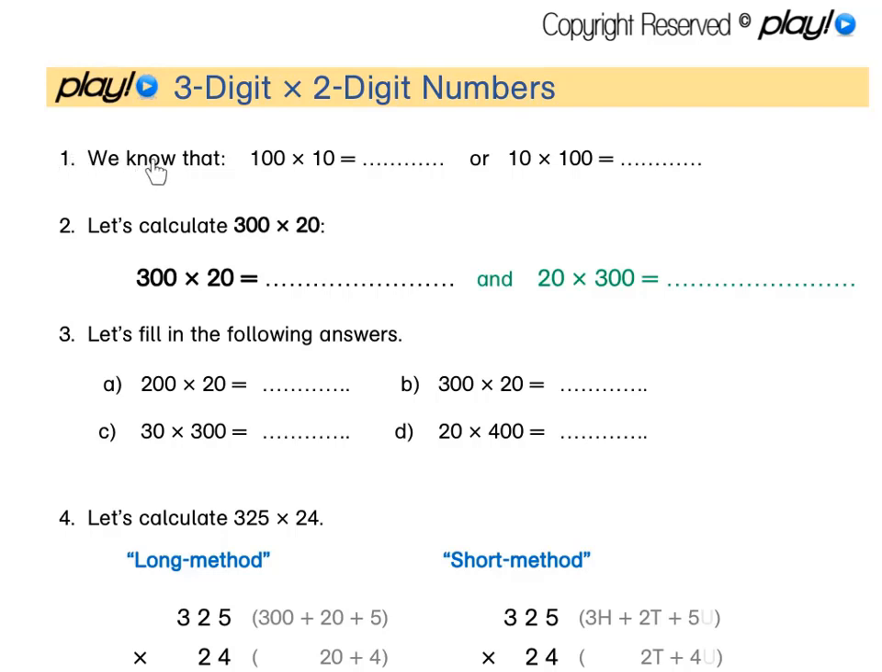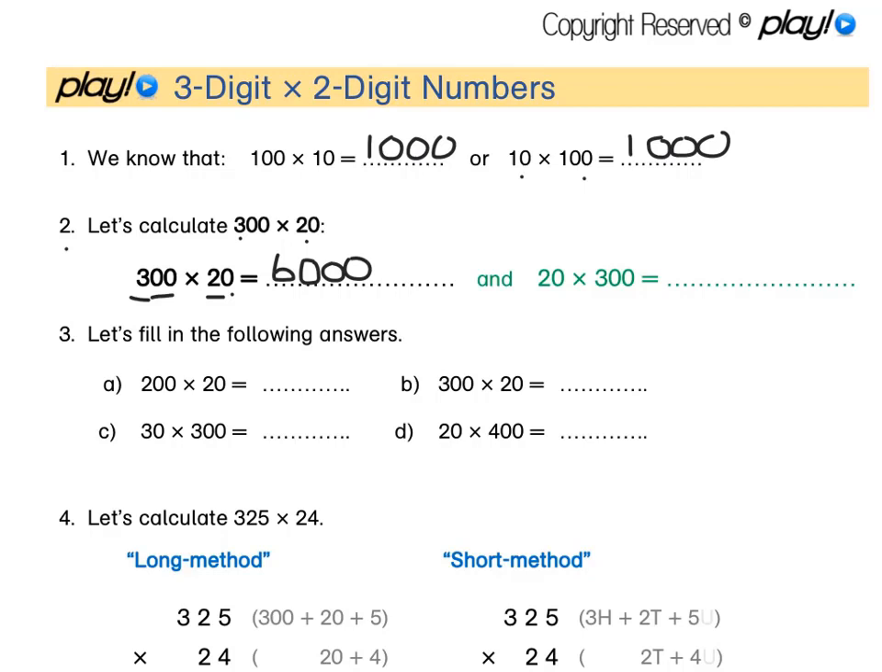For number 1, we know that 100 times 10 becomes 1000. Or the other way around, 10 times 100 is also 1000. So for 2, let's calculate now 300 times 20. So we simply say 3 times 2 is 6. And then we have 100 times 10, which gives 6,000.